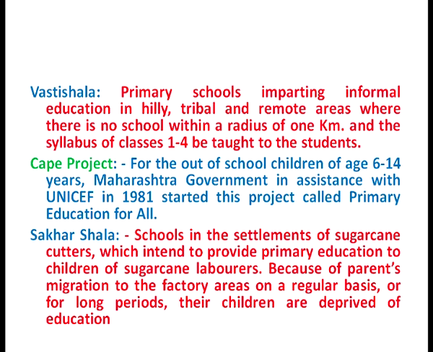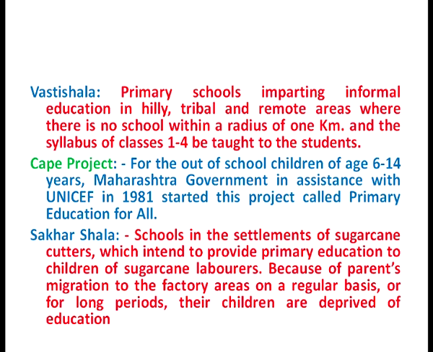Then another project in the state of Maharashtra was the CAPE project. This project was for out of school children who belong to the age group of 6 to 14 years. The state government of Maharashtra, in assistance with UNICEF in 1981, started this project, which was called the Primary Education for All project. The CAPE project was also known as the Primary Education for All project.